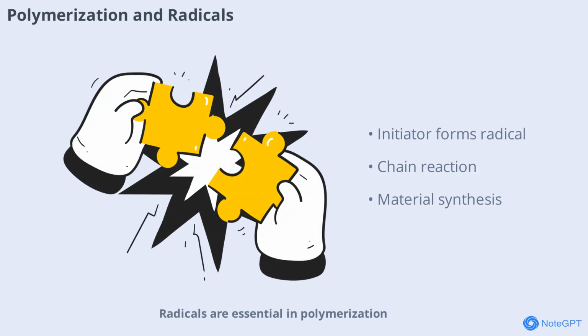Radicals are essential in polymerization, the process of creating large molecules from small monomers. In radical polymerization, an initiator forms a radical that reacts with a monomer, starting a chain reaction. This process is used to make plastics, rubbers, and many synthetic materials. The ability of radicals to propagate chain reactions makes them invaluable in materials science.